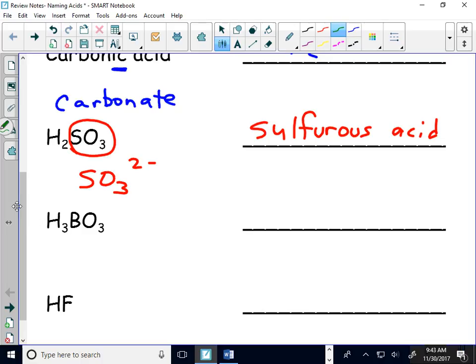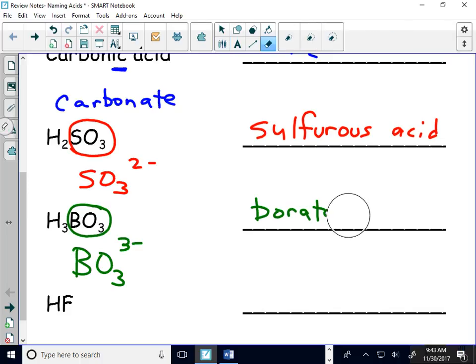The next one tells me that my anion is BO3, 3 minus. What is BO3, 3 minus? Borate. So what rule am I looking at? Rule number 3, which tells me take the base and add IC and then acid. Boric acid.